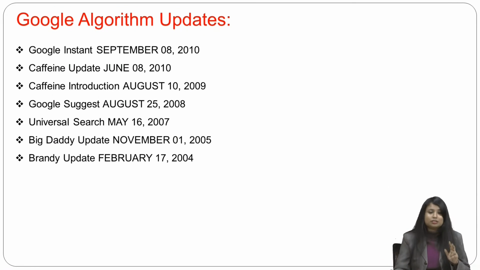And the last one was the Brandy update, and it came in the year 2004, in the month of February 17th. It was an update which resulted in changes including expansion of Google's index, focus on anchor text relevance, inbound link quality that defines online neighborhood, and latent semantic indexing, which is called LSI.